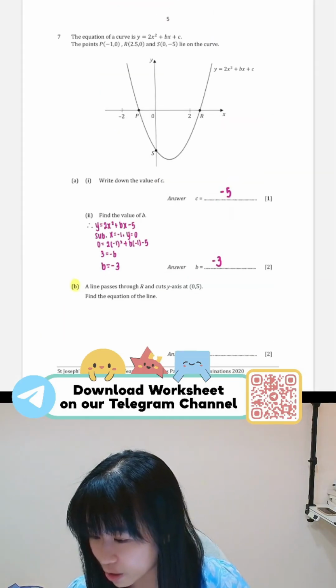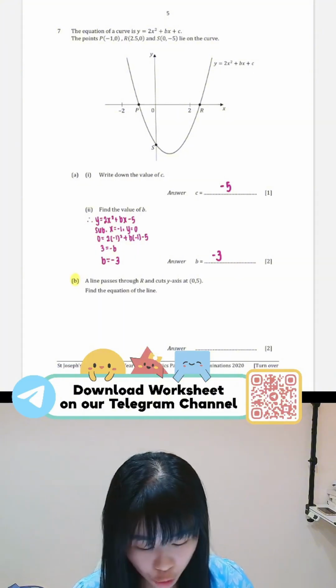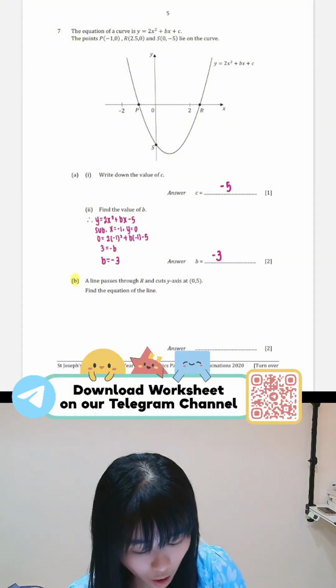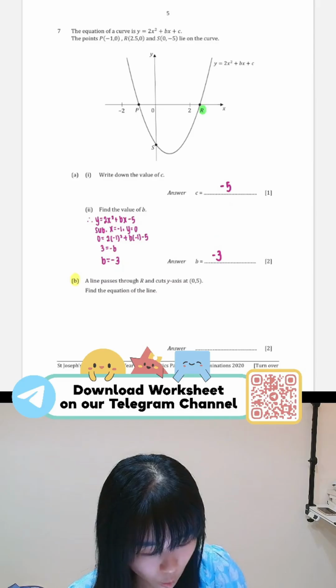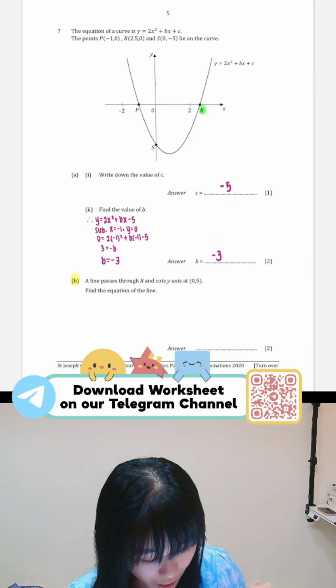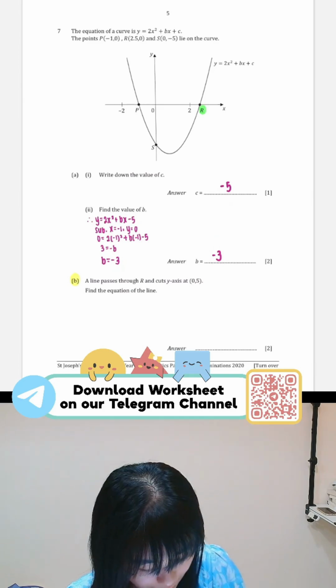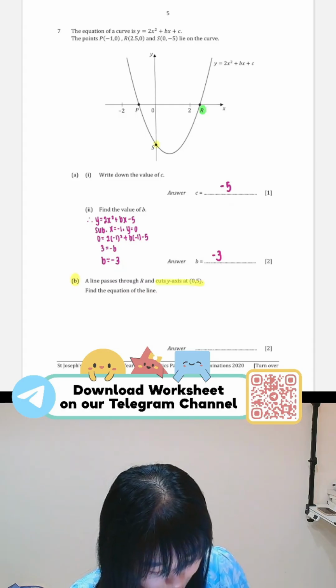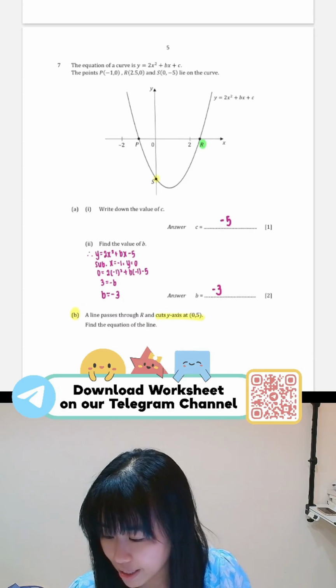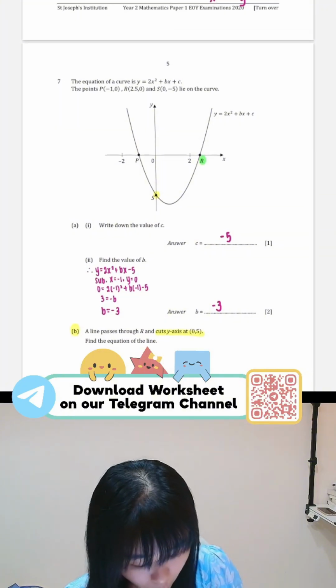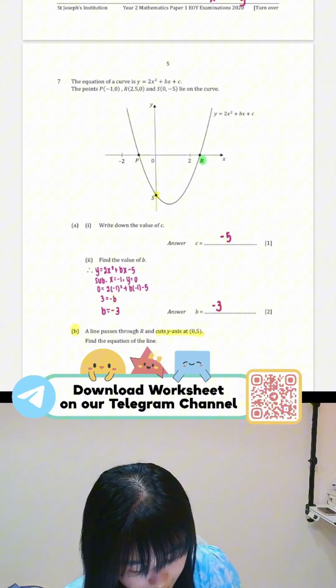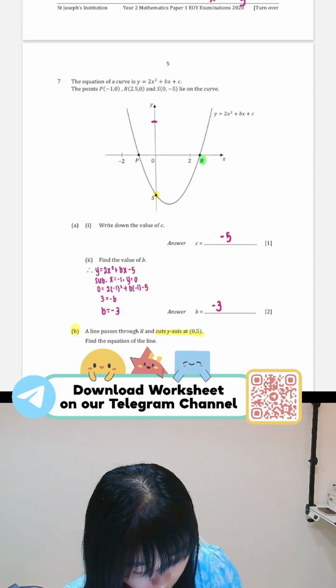Let's look at 7b. A line passes through R, so R is here, and cuts the y-axis at 0, 5. So just now, S is 0, -5. Now, if it is 0, 5, let me mark out the point at 0, 5. X is 0, y is 5. Let's say I mark out a point like this. This one is 0, 5.